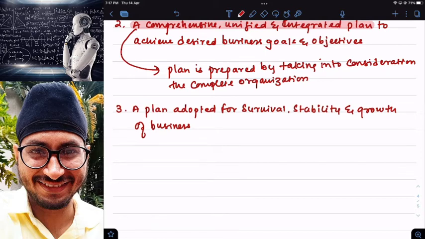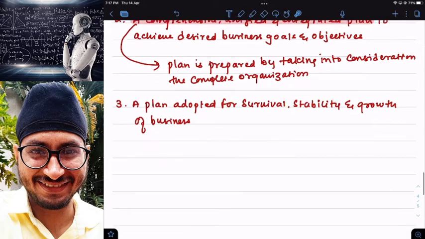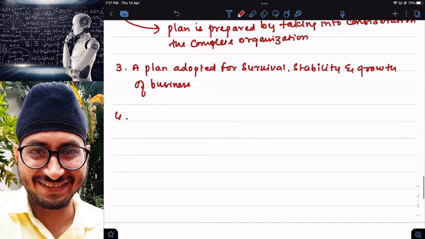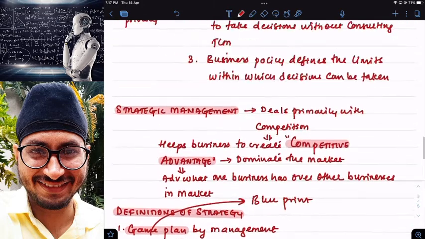So strategy is prepared by business for what, sir? For survival also, in order to ensure that I run my business, that I am having smooth and stable operations and growth. If I want these three things, then it is mandatory for me to prepare a plan. Next, what is definition number 4? Two more definitions we have. Clear? Sir, one definition we have already covered here.